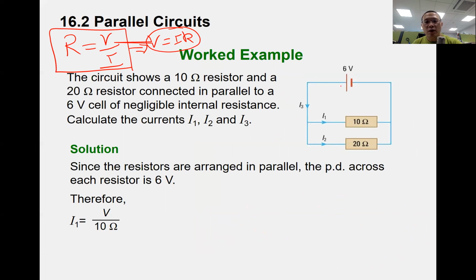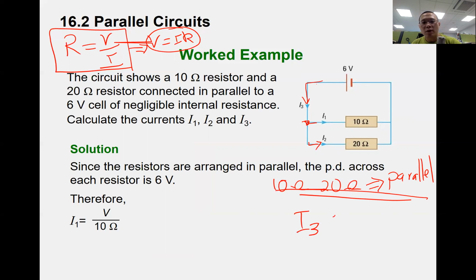Look carefully, you find that the current I3 follows this path. After that, it splits up into two paths. Because of the splitting, I will know that 10 ohms and 20 ohms are in parallel arrangement. So I need to take note of the properties. Because of the parallel arrangement, I3 eventually will split up into I1 and I2, and the sum of I1 and I2 will be equal to I3. This is the property that I mentioned in the previous slide.